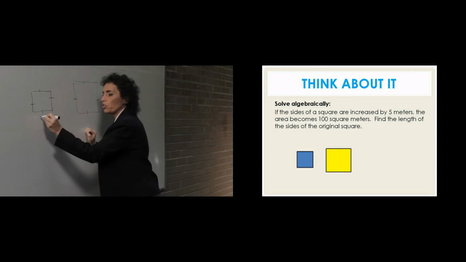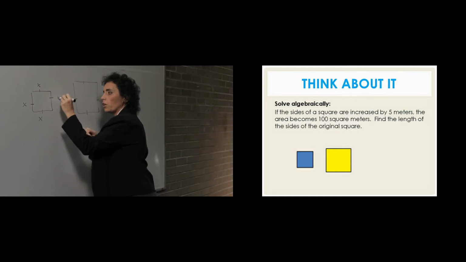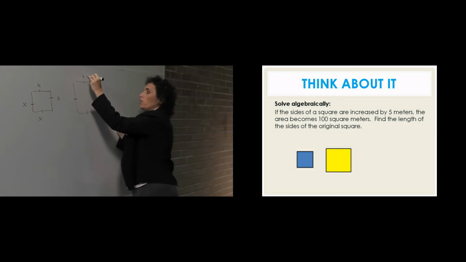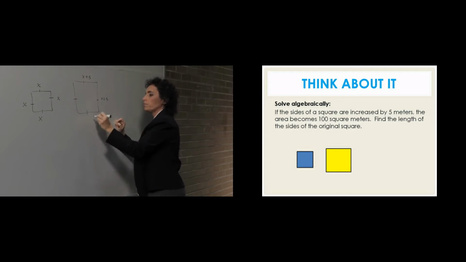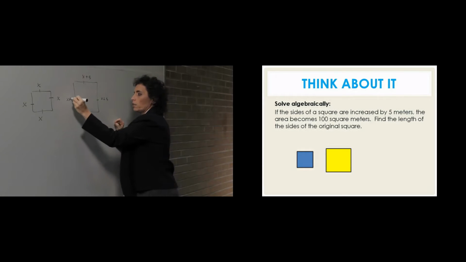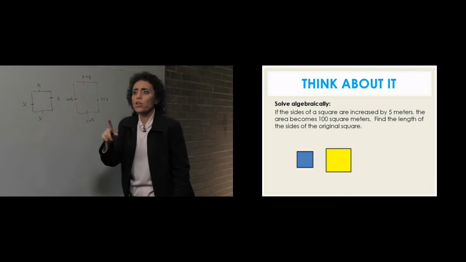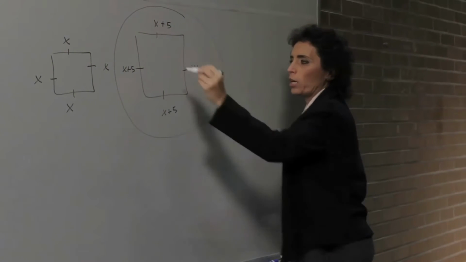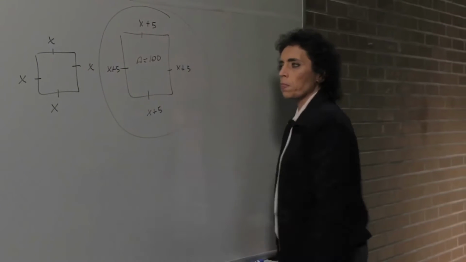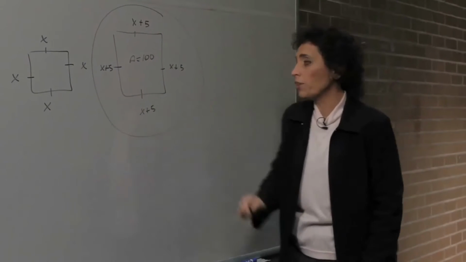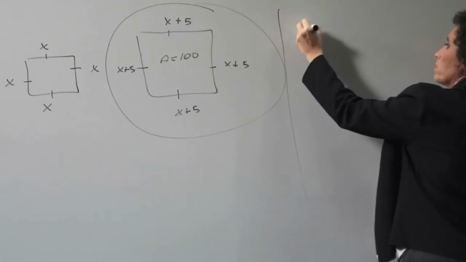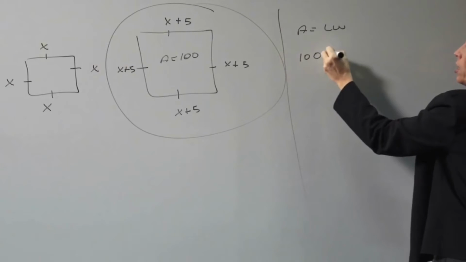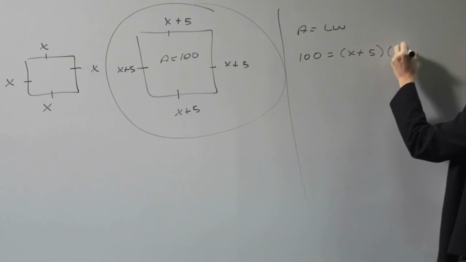So we have this original square, which I have no idea what the length is of the sides. But I know now these are increased by 5. So that means all of these sides are x plus 5. Now it says the area becomes 100. So the area of this new square is 100. That's what I know. Now, to find the area, it's just length times width. And the area is 100 equals x plus 5 times x plus 5.